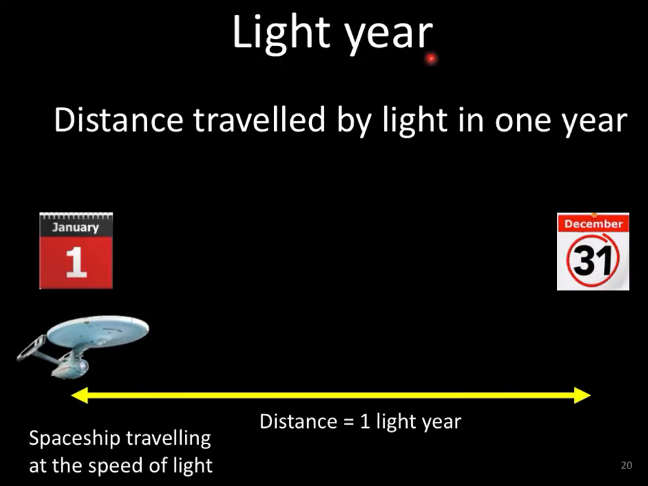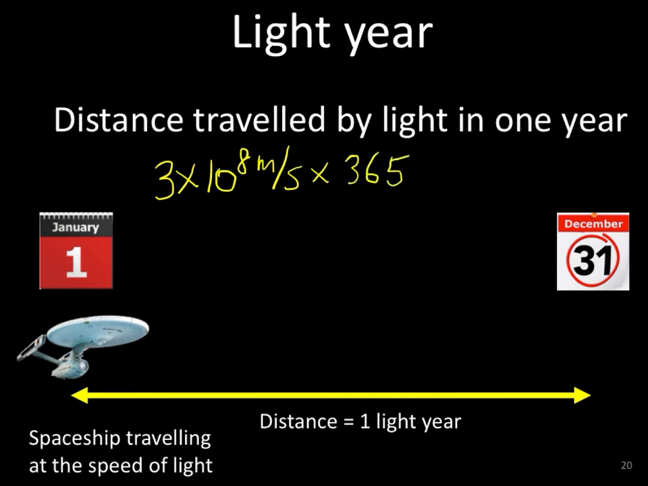So, 1 light year is actually a unit of distance. It is the distance traveled by light in 1 year. And let's say this spaceship travels at the speed of light, and in 1 year it will cover such a long distance. This distance is called 1 light year. So how long is 1 light year? It will be the speed of light, which is 3 × 10⁸ meters per second, times the total number of seconds in 1 year.